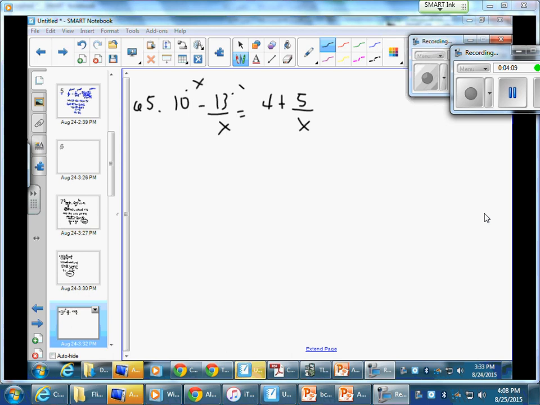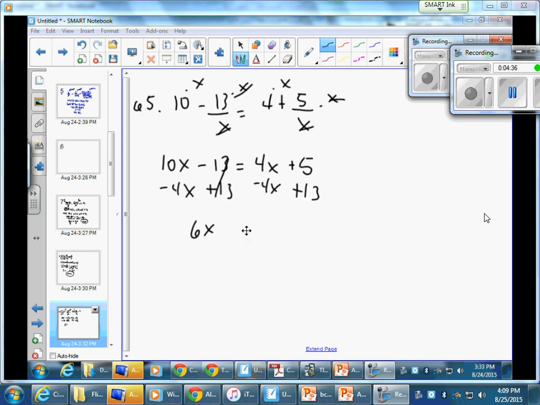10 times x, 13 over x times x, 4 times x, and 5 over x times x. So 10 times x is just 10x, and then the x's cancel, and I get minus 13. And then 4 times x is 4x, and then the x's cancel, and I get 5. So add 13 to both sides, and subtract 4x from both sides. The 13's cancel, so I get 6x on the left, and the 4x's cancel, and I get 18 on the right. Divide by 6, x is equal to 3.